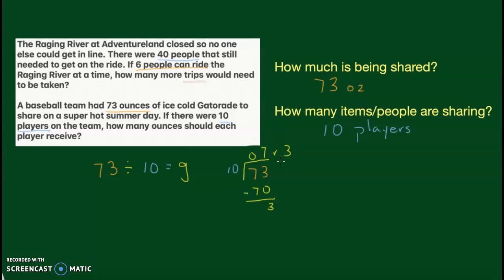Now, how many ounces should each player receive? In this case, what are we going to do with the remainder? Well, with the quotient, we can't round it up because we can't magically get more Gatorade. For the Gatorade that's left over, I don't think the players are going to want to ignore it. They're probably thirsty, so they probably want to use every ounce that they can. So what we need to do with this one is report it as a fraction.